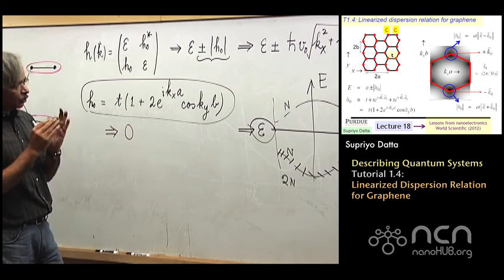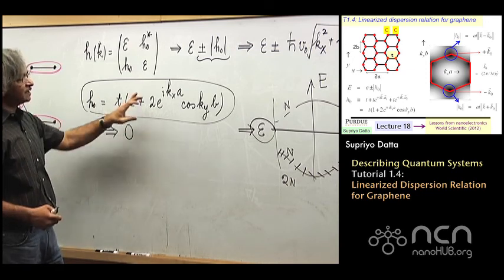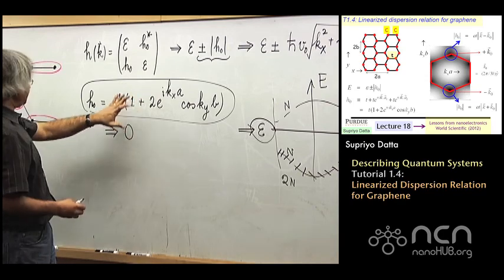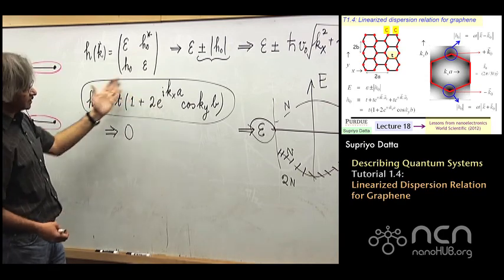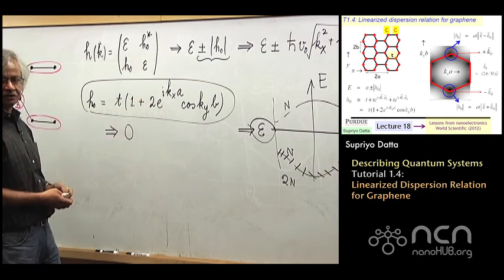And then go to those values of K and linearize it around that. And I'll explain how you linearize it. We'll get to that, but this is the basic idea. First point is to find those values of K for which it is 0.